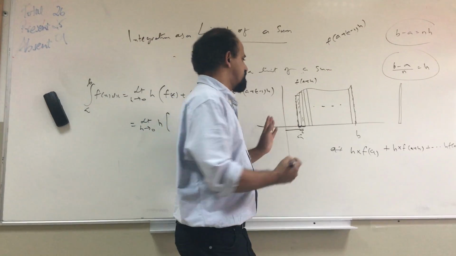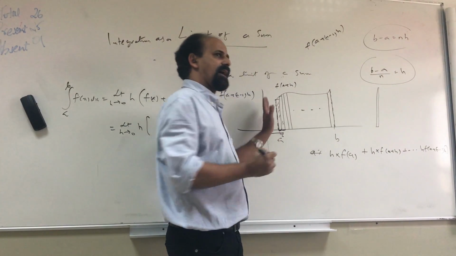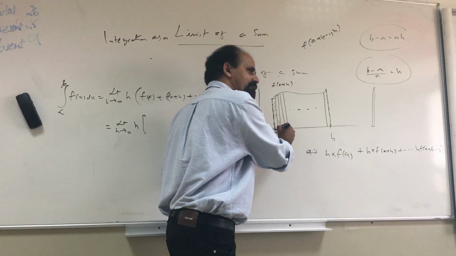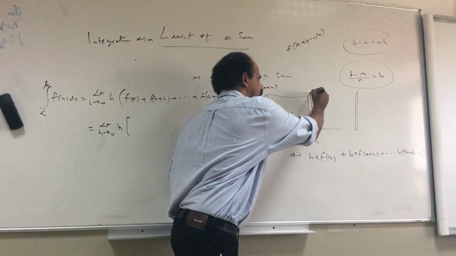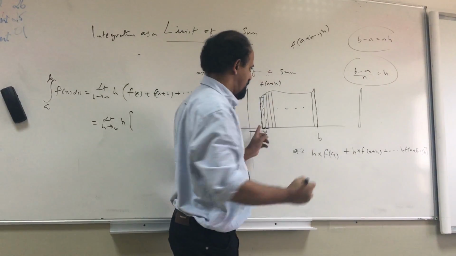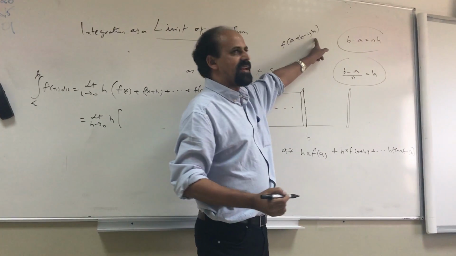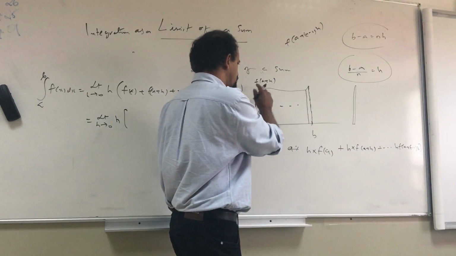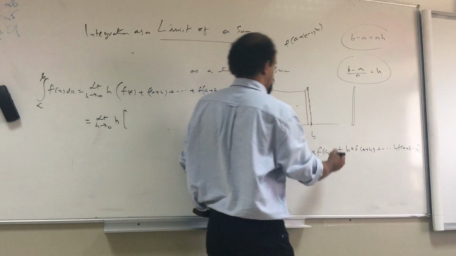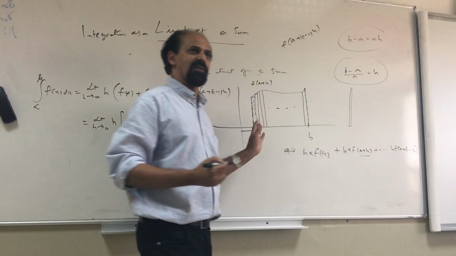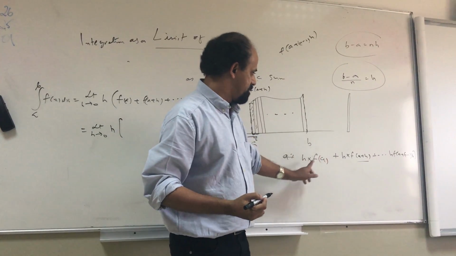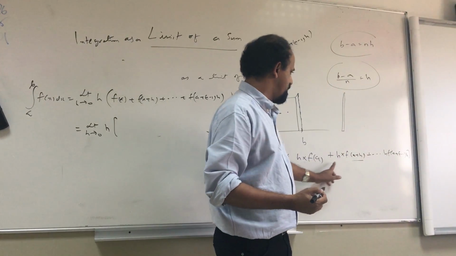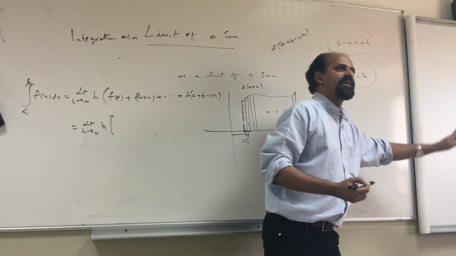I started, instead of taking the first side as the height of the rectangle, if I take the second line as the height, then I'll be using the last line. So instead of f of A plus n minus 1 h, I can use f of A plus nh, but the first one will be what actually? f of A plus h will be my first one. Starting from A plus h, I'll end with nh.